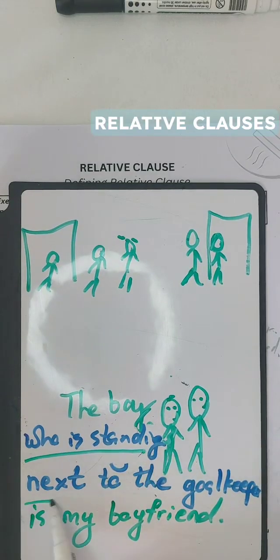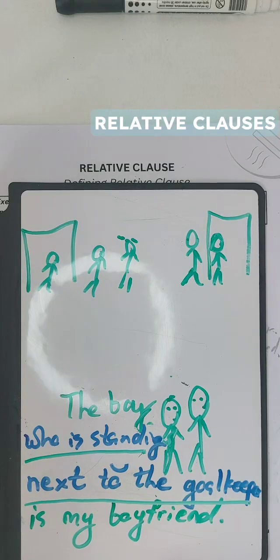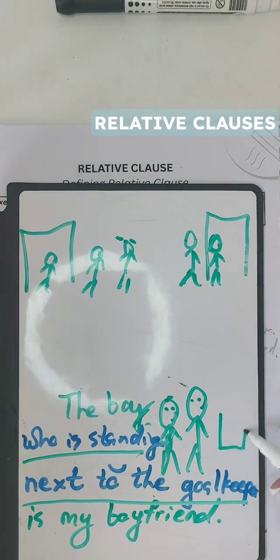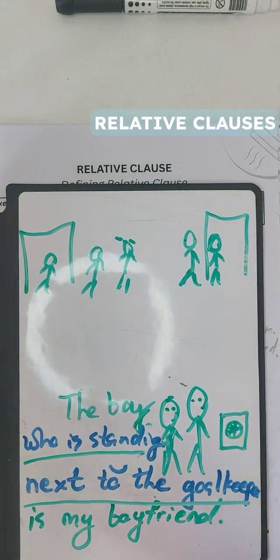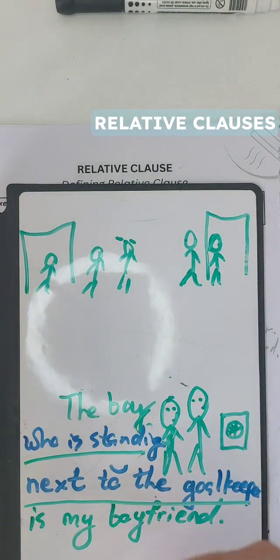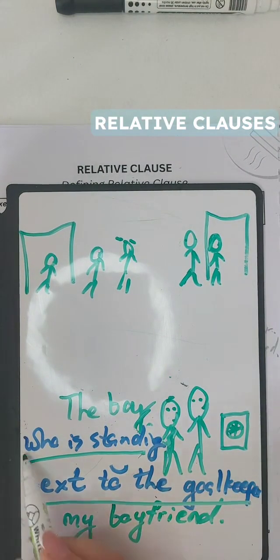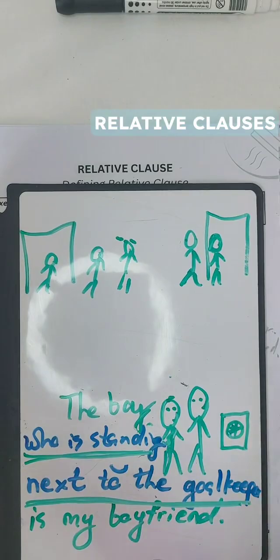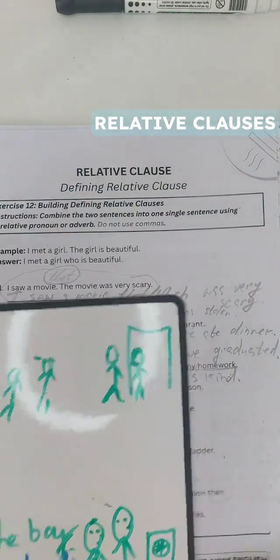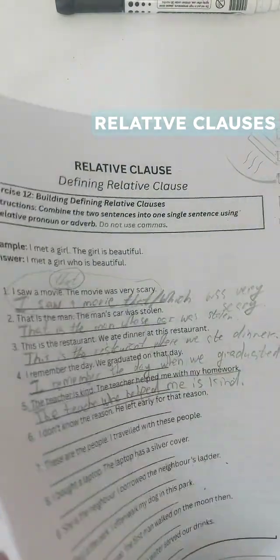This is a defining relative clause, okay? That works like a passport. It helps us identify a person, a thing, an animal, a place, or time. This information helps us and helps the listener identify who we are talking about or which person we are talking about. Another example from the book.